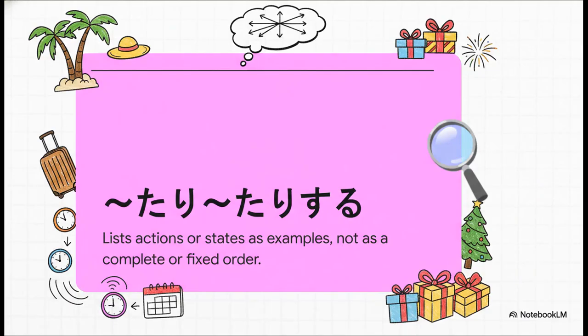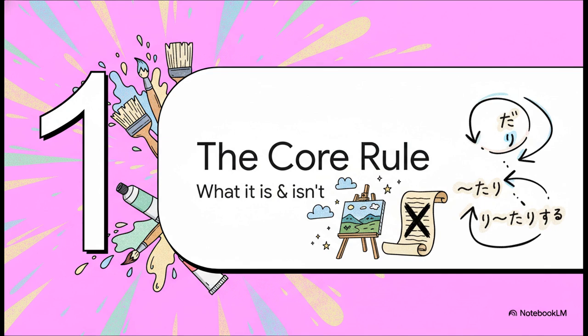So what is this thing really? Well, at its core, it's your go-to for talking about all sorts of different activities, like describing a vacation, a really busy day, or just what you do on holidays. This structure lets you give a sample of those activities, which honestly just creates a much more natural conversational feel. Okay, so to really get this down, we first have to understand its core function. Think of it less like you're writing a factual report, and more like you're just painting a picture of your day.